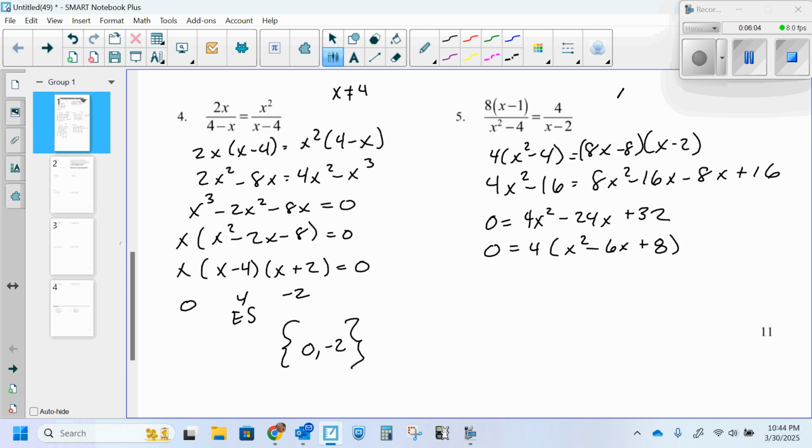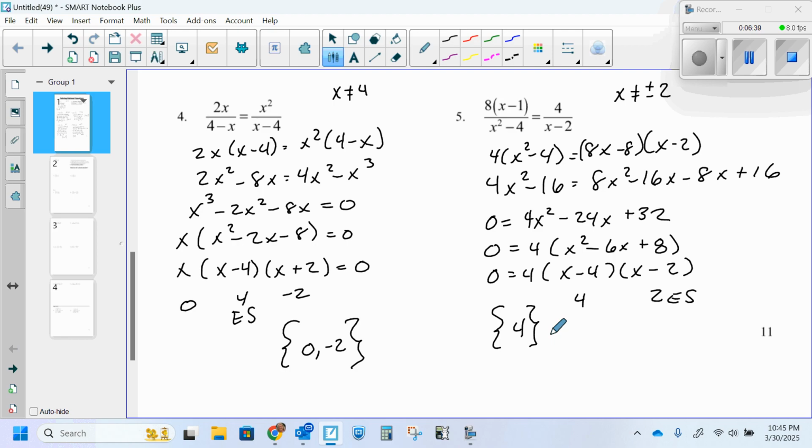I did not do the domain restriction. X does not equal plus or minus 2. You needed to factor the bottom of that, and you will see that 2 and a negative 2 are domain restrictions. Sorry, I should have done that first. And as you can see, 2 is an extraneous solution because it's in our domain restrictions, so our only answer here is 4.